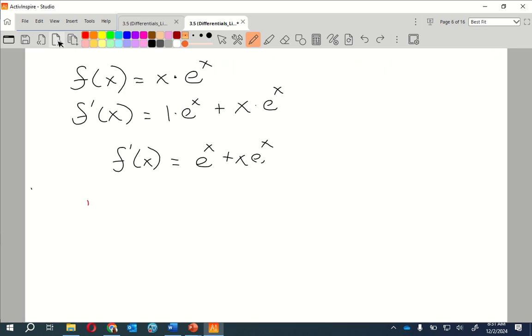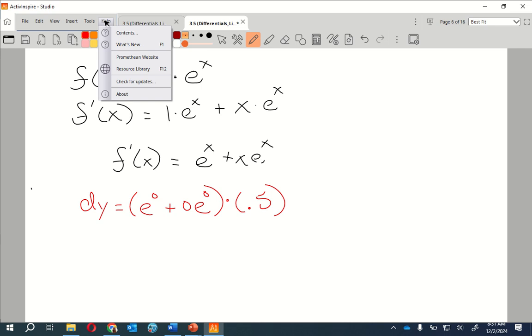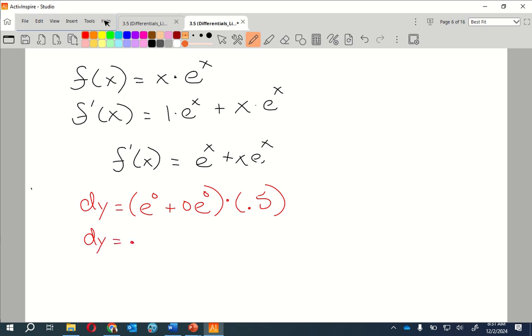So I'm going to say my dy is equal to e to the 0 plus 0 e to the 0 times 0.5. All right, so 0 times anything is 0. e to the 0 is 1. 1 times 0.5 is going to be 0.5. So dy is 0.5.